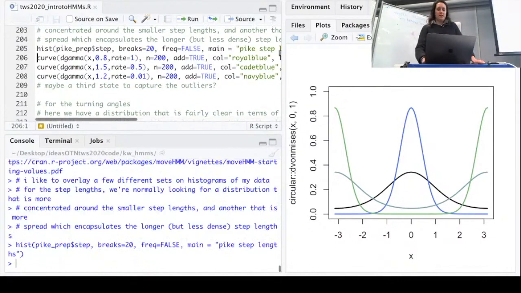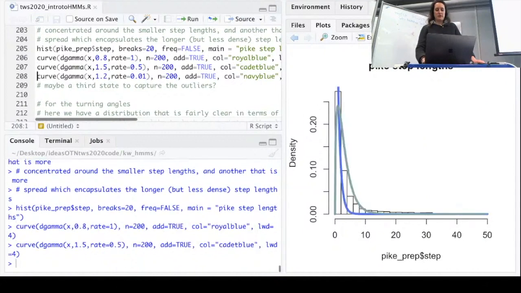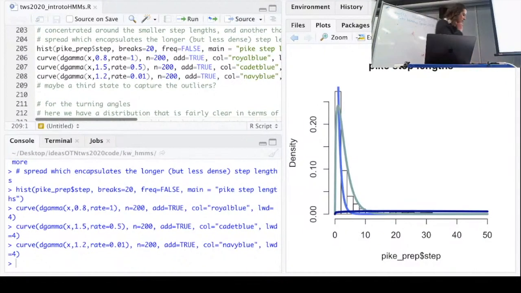So here, I actually overlay 3 potential distributions. This is our gamma distribution for our step lengths. These longer step lengths are the ones I'm looking at to be associated with my traveling behavior, basically. These ones in the lower ranges are the ones I'm looking to potentially be associated with whatever kind of residency behavior I'm looking at. And here I fit in a third state because I think there's quite a few outliers here that are a little bit harder to capture.